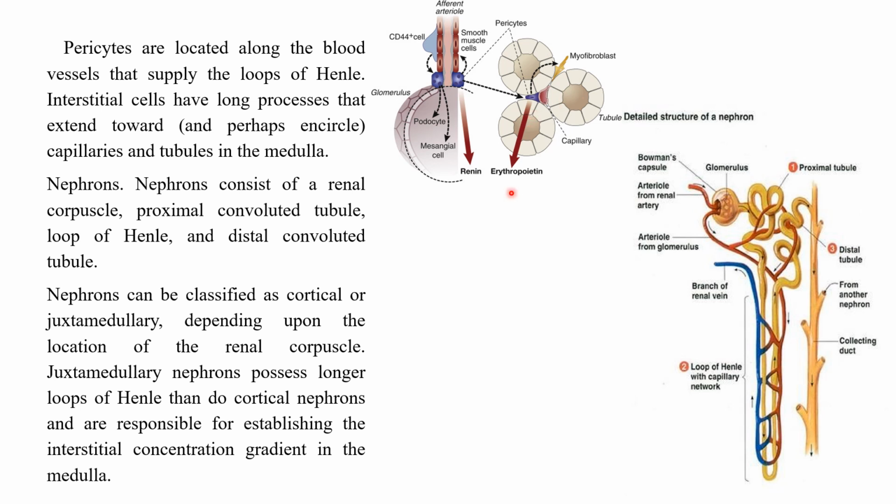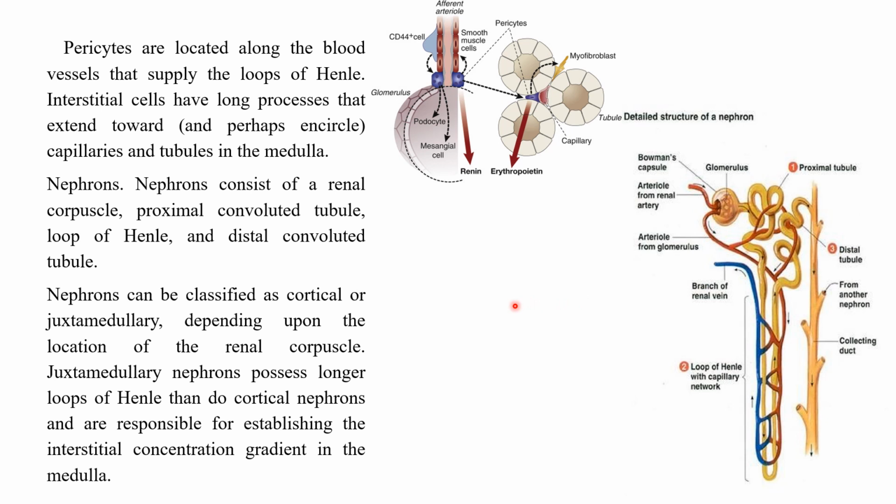The nephrons. Nephrons are the structural and functional part of the kidneys. The nephrons consist of renal corpuscle, the proximal convoluted tubule, and the distal convoluted tubule.